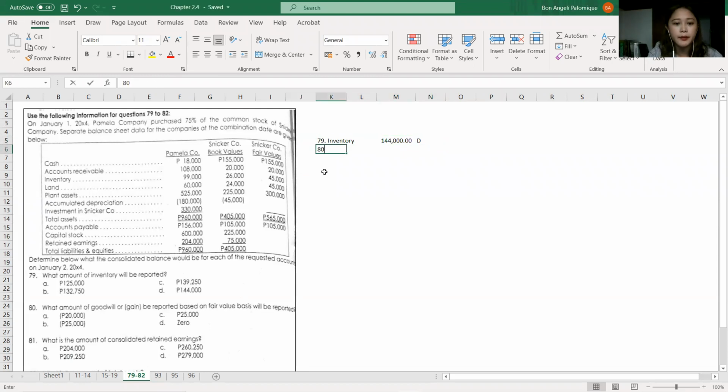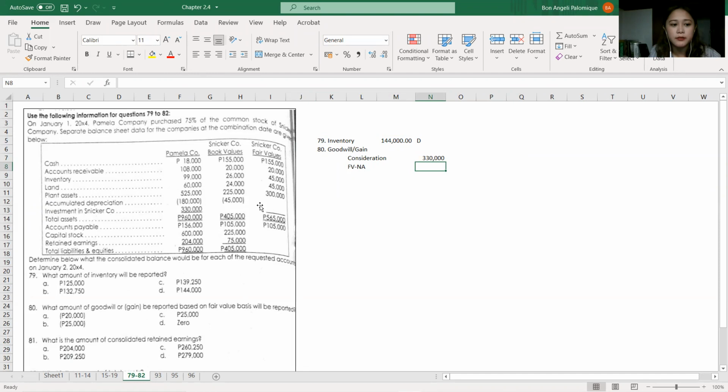Okay. Number 80. Goodwill or gain. So, kailangan natin dyan, consideration less fair value net asset. Consideration daw niya is hindi binigay. Diba? Makikita nyo hindi binigay yung consideration. Pero saan ba nagre-reflect yung consideration? Dito sa investment account. Kasi 'di ba, kapag consideration, yun yung dinidebit investment account, credit cash. So ibig sabihin, ang consideration natin is 330,000.